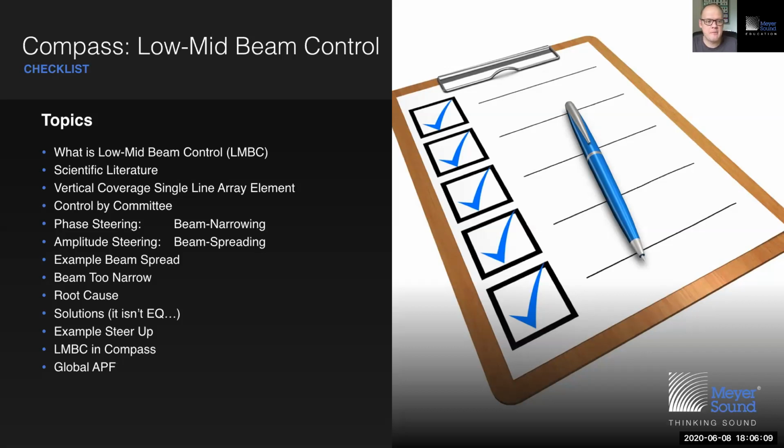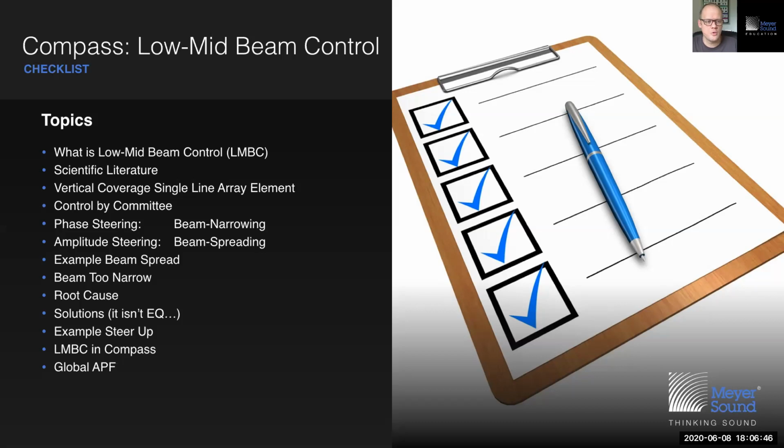Then we're going to look at an example of a beam spread, and we'll come to the conclusion that without bells and whistles, for certain frequencies, the beam will end up being too narrow. And many attempts have been made at trying to address this, at trying to improve this, at trying to fix this. And what I like to do, rather than going through each and every one of those possible solutions, is look at the root cause for the issue at hand, because if you understand the root cause, then it basically eliminates all other solutions that have been tried in the past, or all other solutions that come to mind.